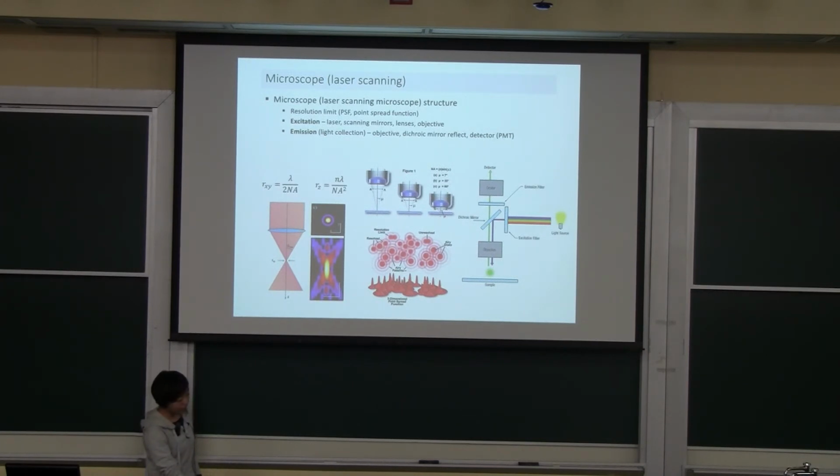And this is a figure showing you, if you have multiple dots in your sample, then what you actually see is a convolution of the real image and this PSF function. So you have a certain limit of how close you can tell between those dots. That's called the resolution limit.